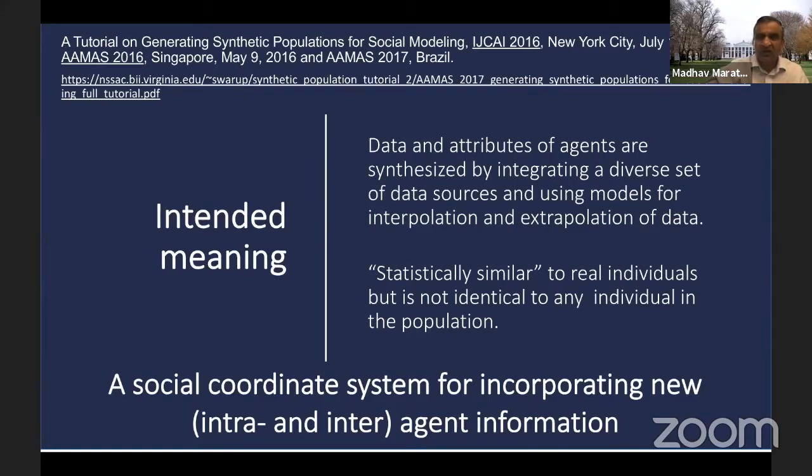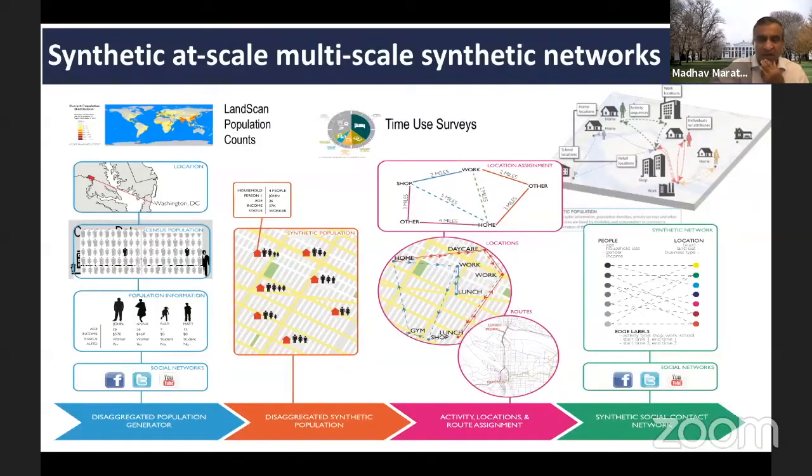The intended meaning of this digital twin is that you have a representation of the city or the region that you're interested in that is statistically very similar to the region you want to study. But none of the agents have any direct one-to-one correspondence with individuals living in the city. The papers make this very clear, what statistical similarity means. I won't go through it here. But effectively, such a system provides a social coordinate system for understanding how cities are built out. So here's a cartoon of how we do it.